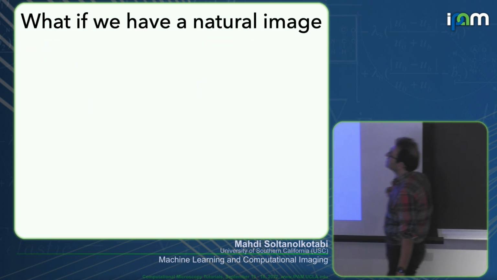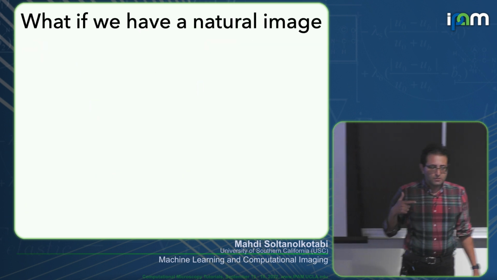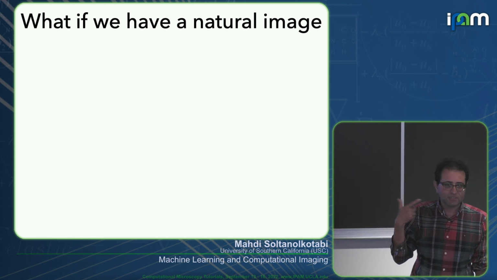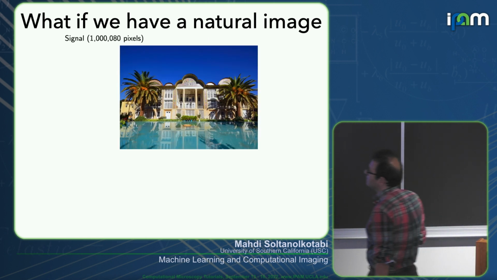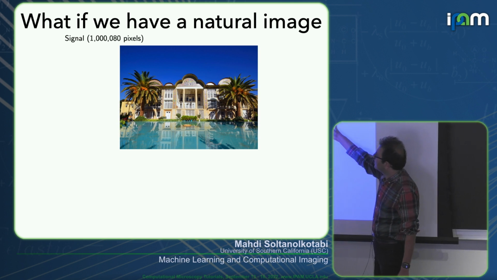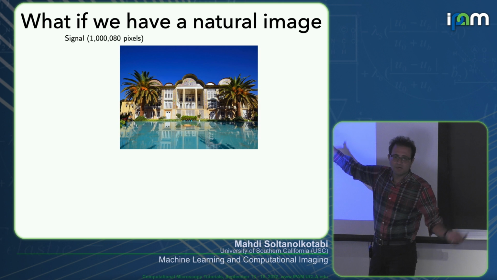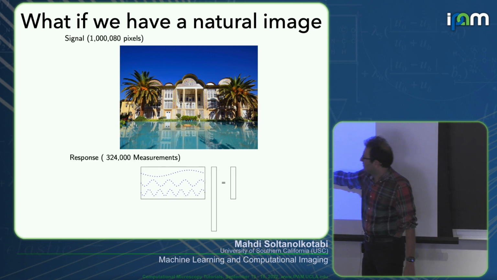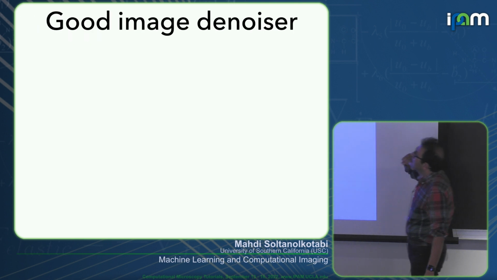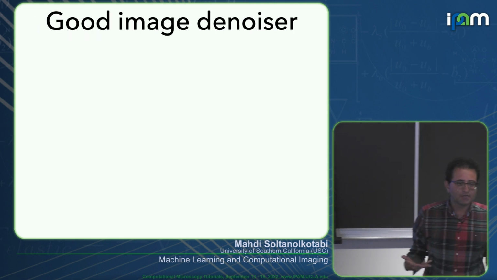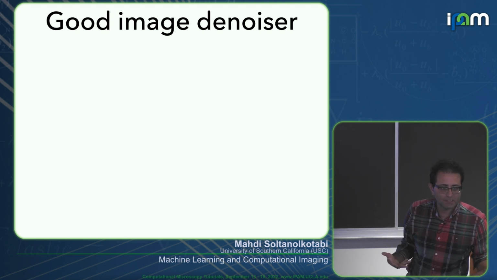Now you might ask, what if my prior is not sparsity but some sort of natural image? It still works. Imagine you have an image like this, which is very rich. It's not clear in what domain it's sparse, maybe in wavelet, but you don't know. Let's say you have a few measurements from this natural image. You could actually use any denoiser in this iterative reconstruction process, and it will yield good results.